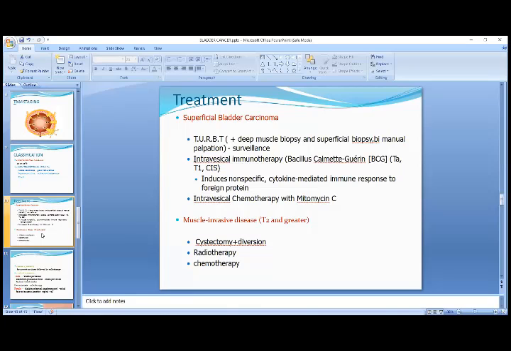That is, we remove the whole of the bladder with the perivesical fat and lymph nodes, and then we divert the urine. Later on, we will see how we can divert the urine. And then we also go for radiotherapy and chemotherapy. In case of superficial bladder cancer, that is up to T1, we do not offer local radio or chemo, but we prefer intravesical instillation of immunotherapy or chemotherapy. But in cases of advanced disease, that is T2 and greater, we go for cystectomy and diversion with radiotherapy and chemotherapy.